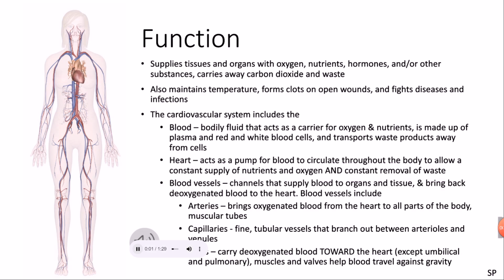The function of the cardiovascular system is to supply tissues and organs with oxygen, nutrients, hormones, and other substances, and to carry away carbon dioxide and waste. It also maintains temperature, forms clots on open wounds, and fights diseases and infections. The cardiovascular system includes the blood, a bodily fluid that acts as a carrier for oxygen and nutrients, and is made up of plasma, red blood cells, and white blood cells. The blood also carries away waste products and carbon dioxide from the cells.